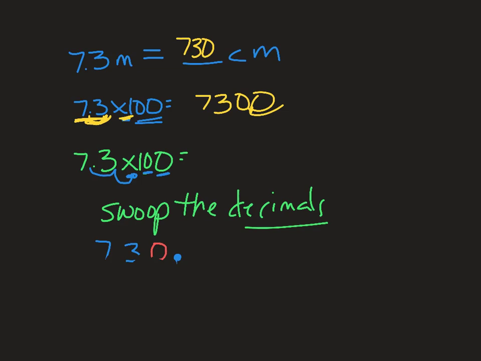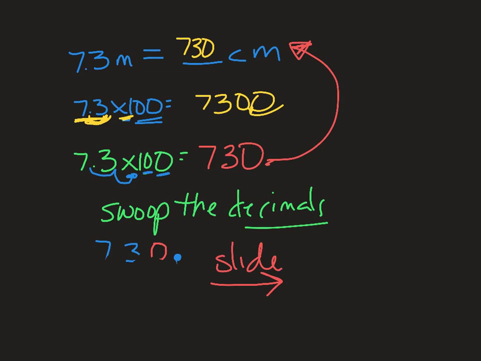Okay, so the decimal is no longer there, and we're going to go ahead and just write 730, right? I swooped it over. I didn't have to worry about it. I moved the decimal. The decimal is hidden over there, and it is the exact same answer as this one. So when I'm multiplying, I slide the decimal to the right.